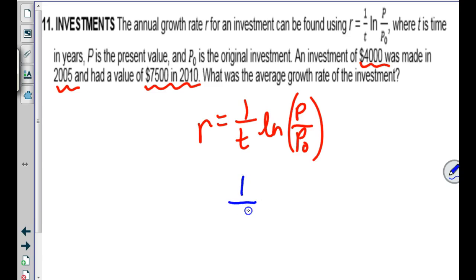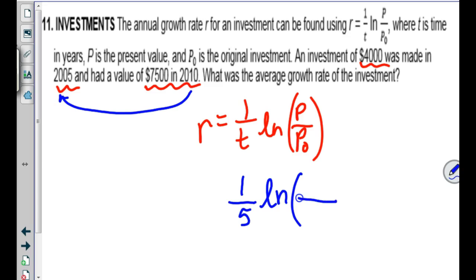Anybody know what T would be? 5 years, because it went from 2005 to 2010. ln of P, where P is present value and P sub 0 is original investment. So which one goes on top? It would be the 7,500 and then 4,000 down here. All right, so can you type that in?